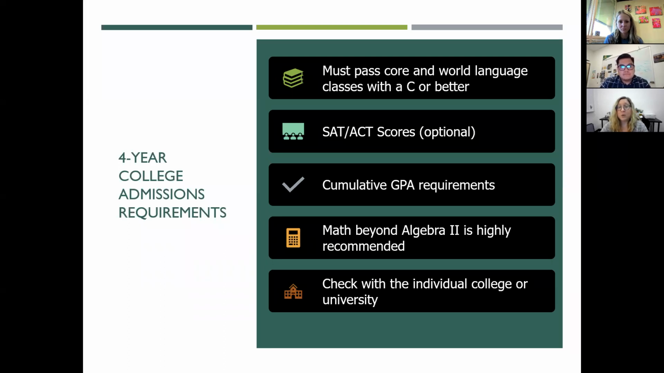Schools still require ACT or SAT scores. Some schools may say that they're optional. Some schools may have a cumulative GPA requirement or recommendation. As we mentioned, math beyond Algebra 2 is highly recommended, but really you need to check with each individual college and university that you're thinking about attending for their specific application requirements.